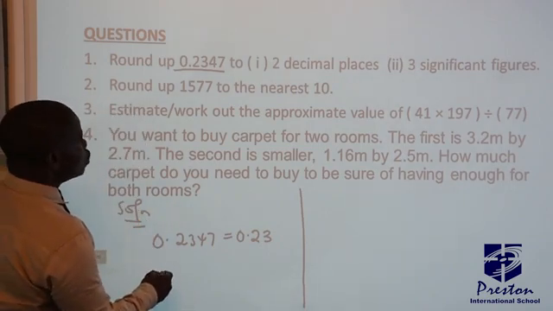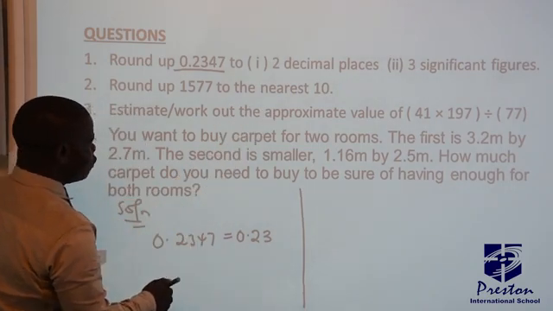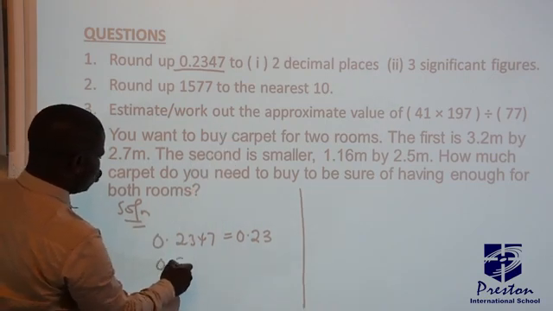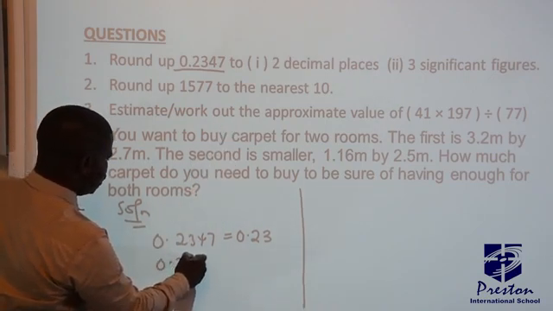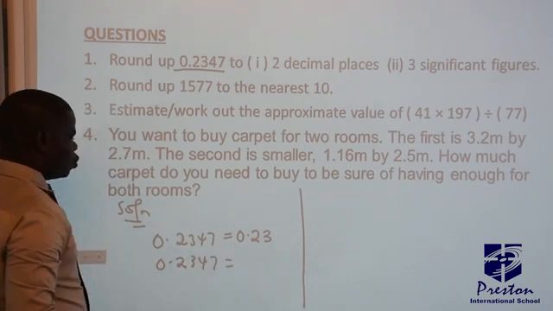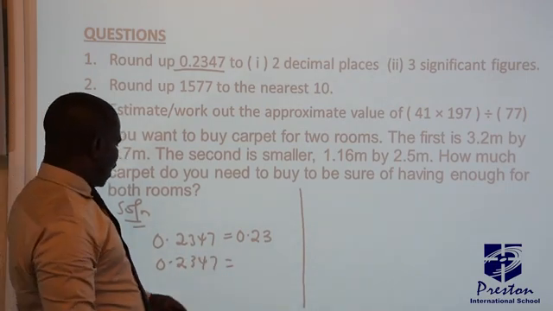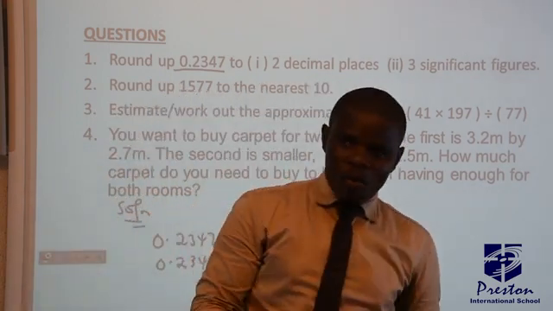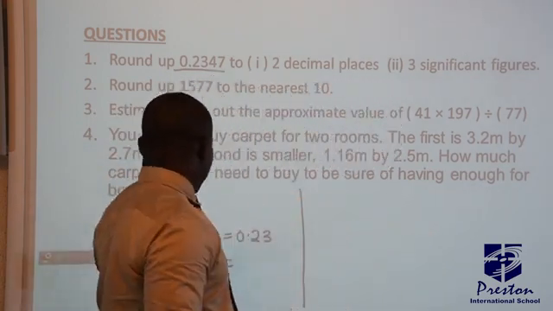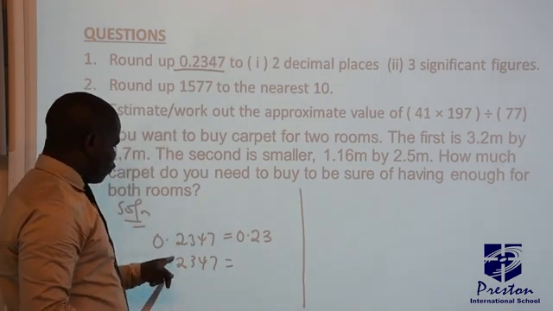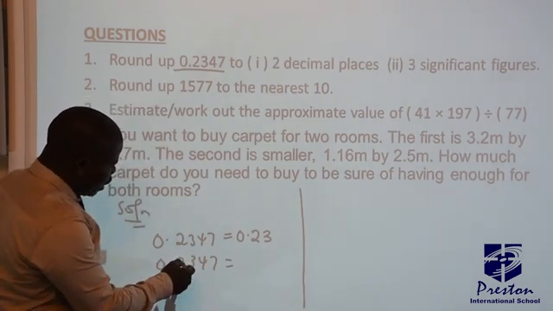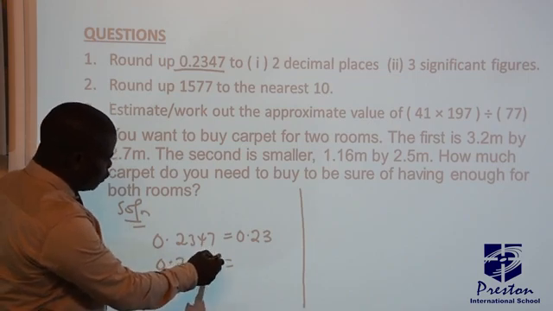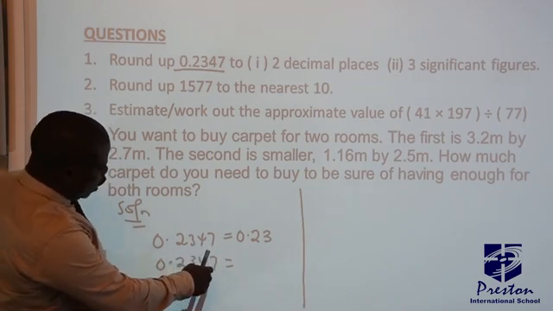Now the second question says 3 significant figures. So it means 0.2347 equals to. Now, a significant figure is a number that you can reckon with. So in this case, 0 is not a significant figure. The first significant figure here is 2. The second one is 3. The third one is 4. The fourth one is 7.